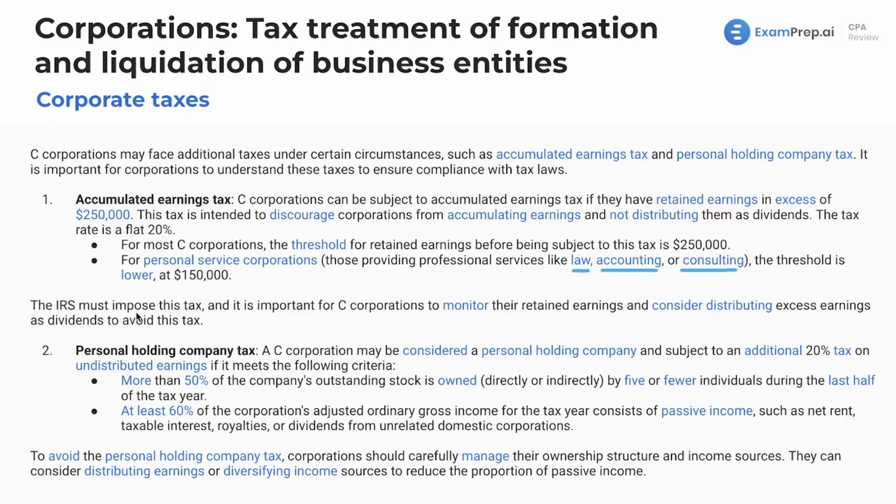Now, the IRS must impose this tax, and it's important for C Corps to monitor their retained earnings and consider distributing excess earnings as dividends in order to avoid the tax. Is this a necessity? Hey, it's the rules. We do our best to follow the rules here.